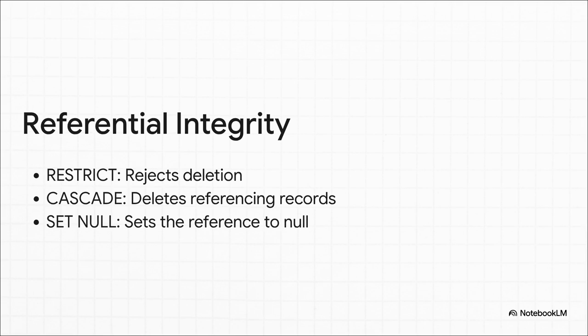You can set it to Restrict, which flat out blocks you from deleting the client if they still have files. You can use Cascade, which automatically deletes all their files too, or Set Null, which keeps the files but severs the link by erasing the reference to the client. This is what guarantees your data remains perfectly consistent.